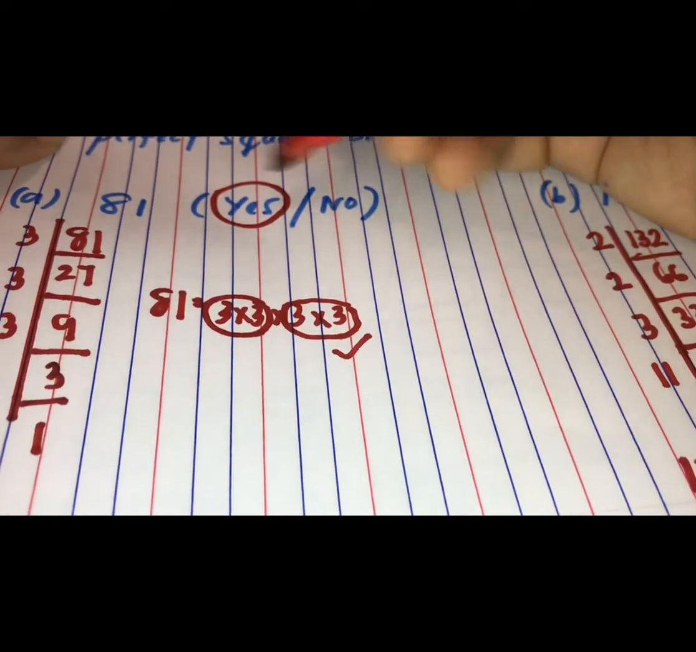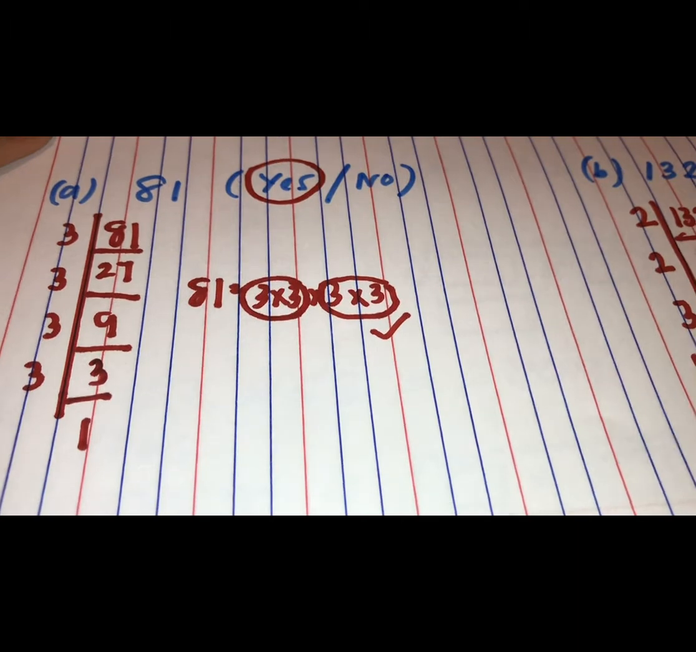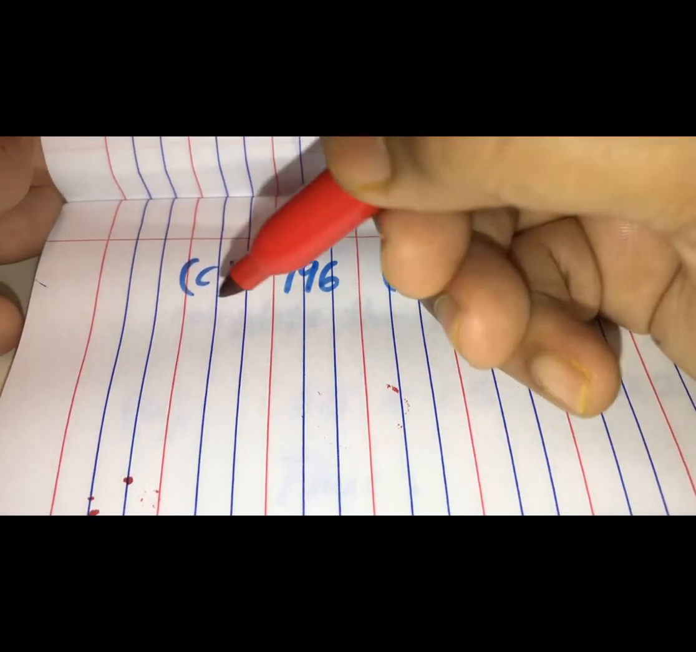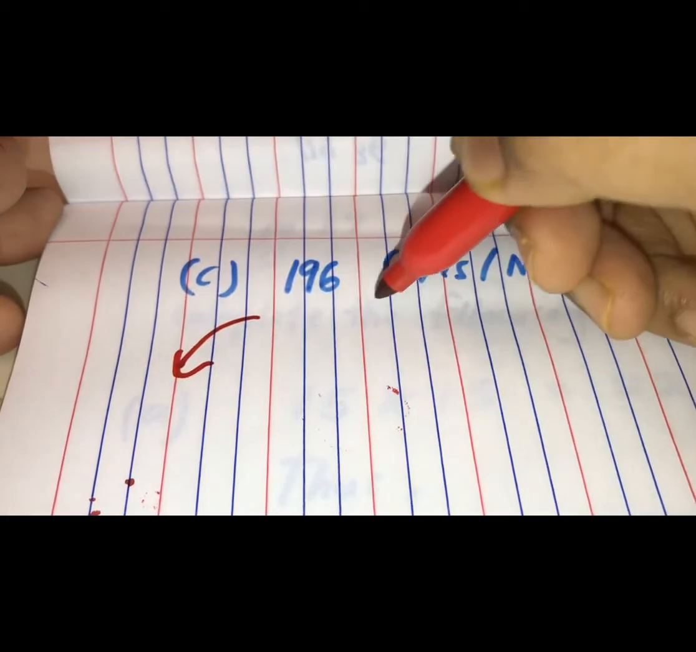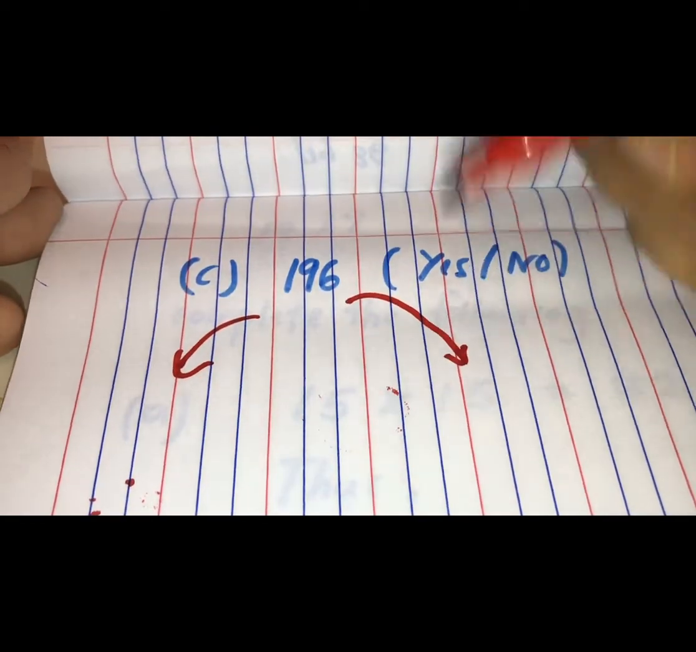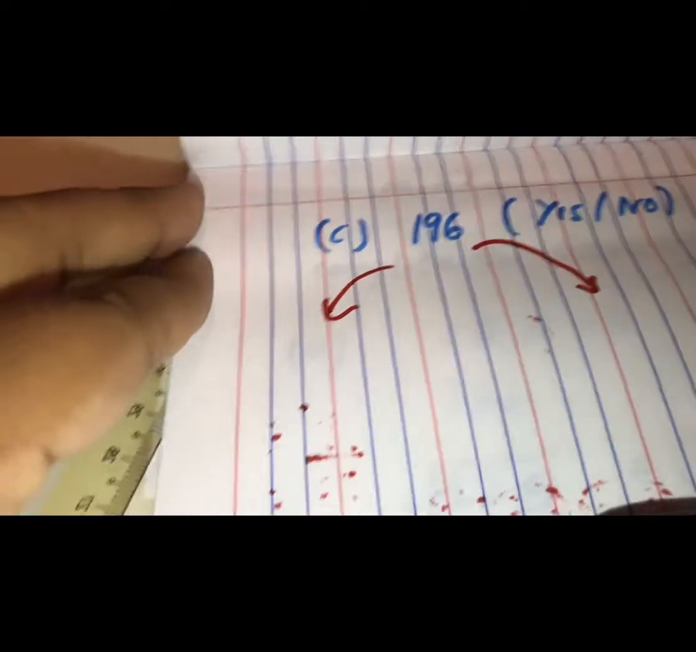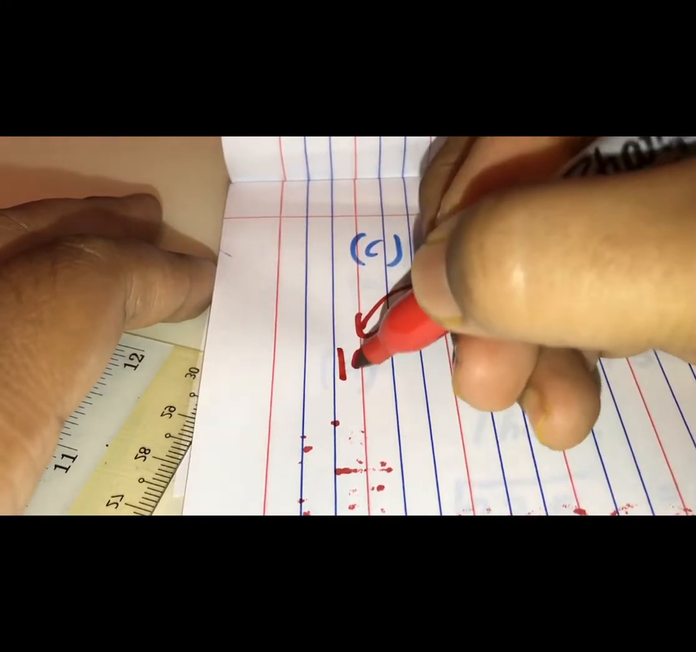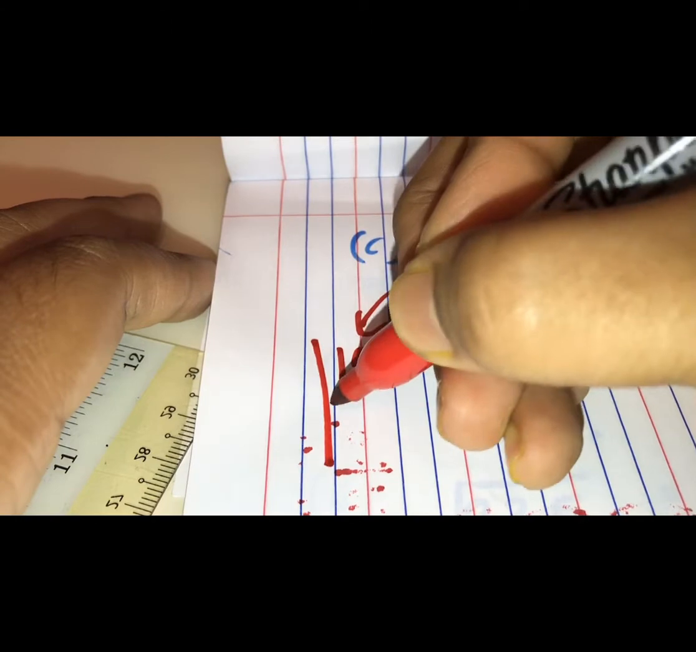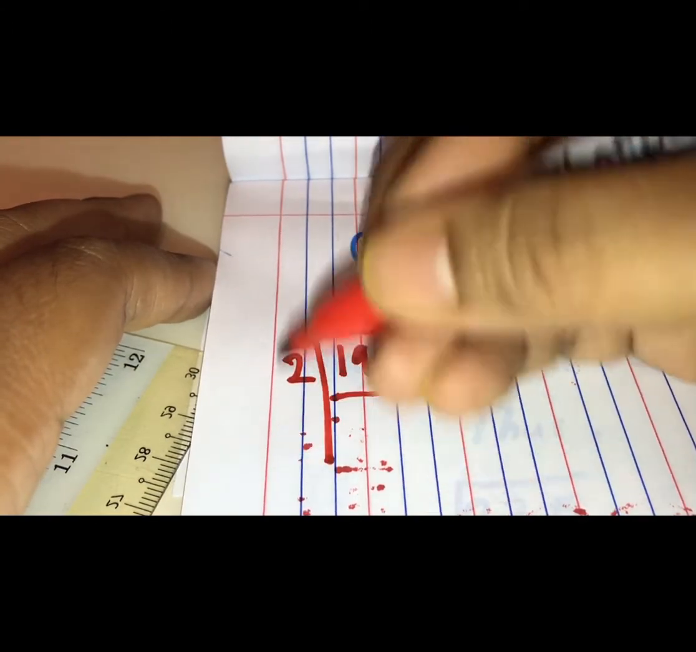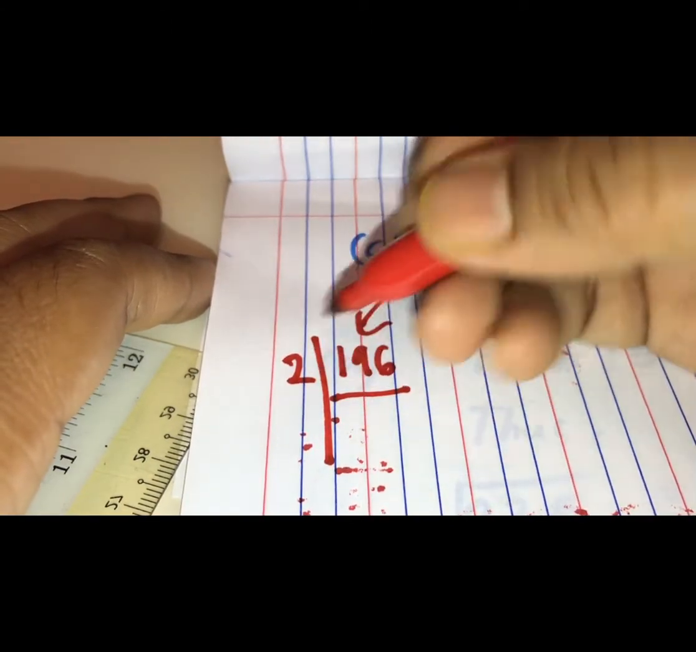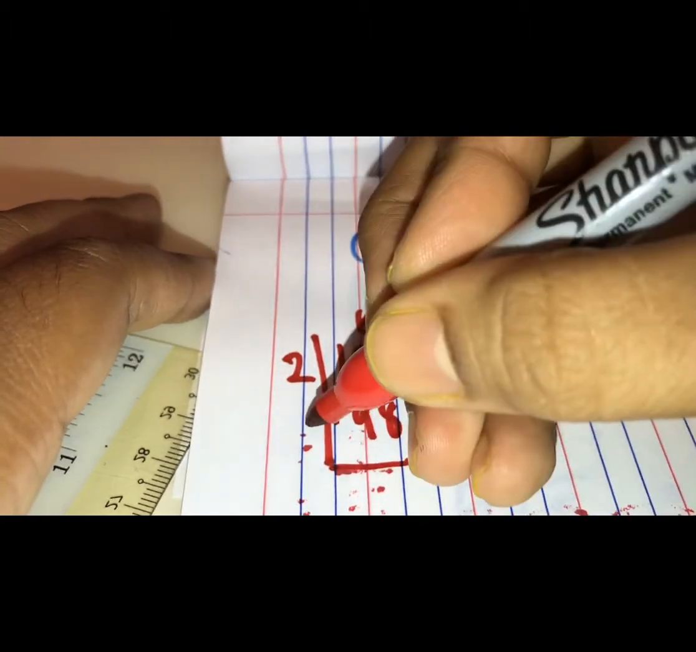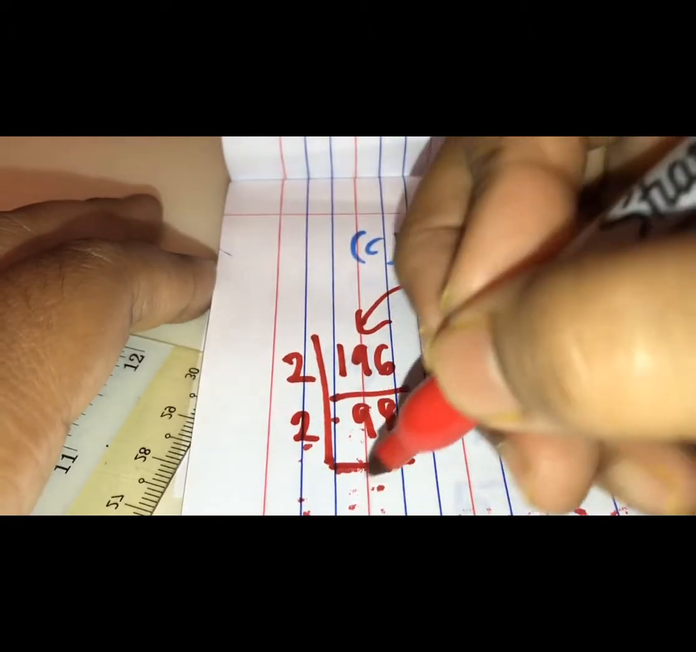For question A, yes. Now how to check whether 196 is a perfect square or not? I show you two methods. Method 1, just the same as the method in question A and B, repeated division. Like this, 196 divided by 2, using prime numbers only. 196 divided by 2, you get 98. 98 divided by 2, you get 49.